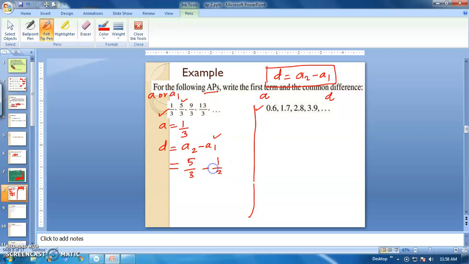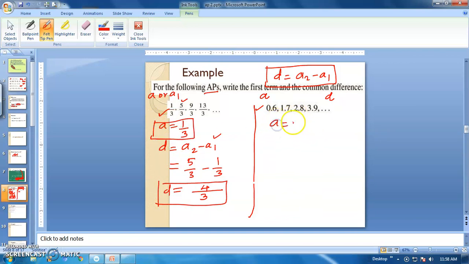So minus 1 by 3. Now subtract. Here 3 is the LCM, so 5 minus 1 is nothing but 4. So D is nothing but 4 by 3. This is the common difference of the AP, and this is the first term of the AP. And similarly for the next one.